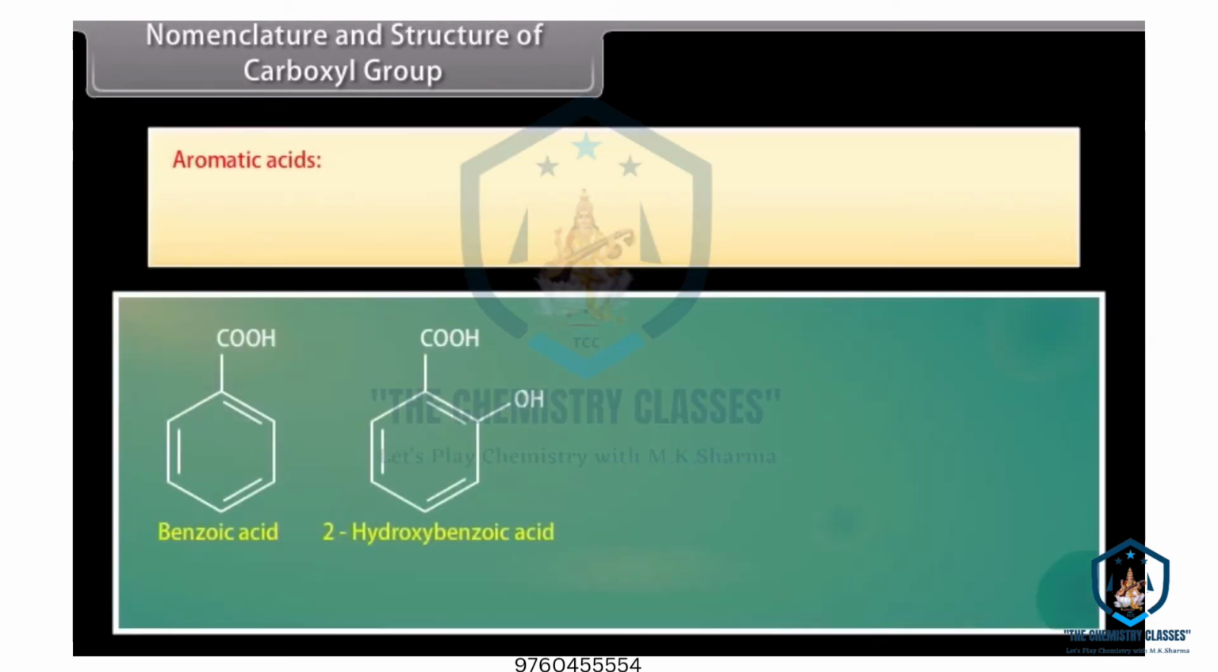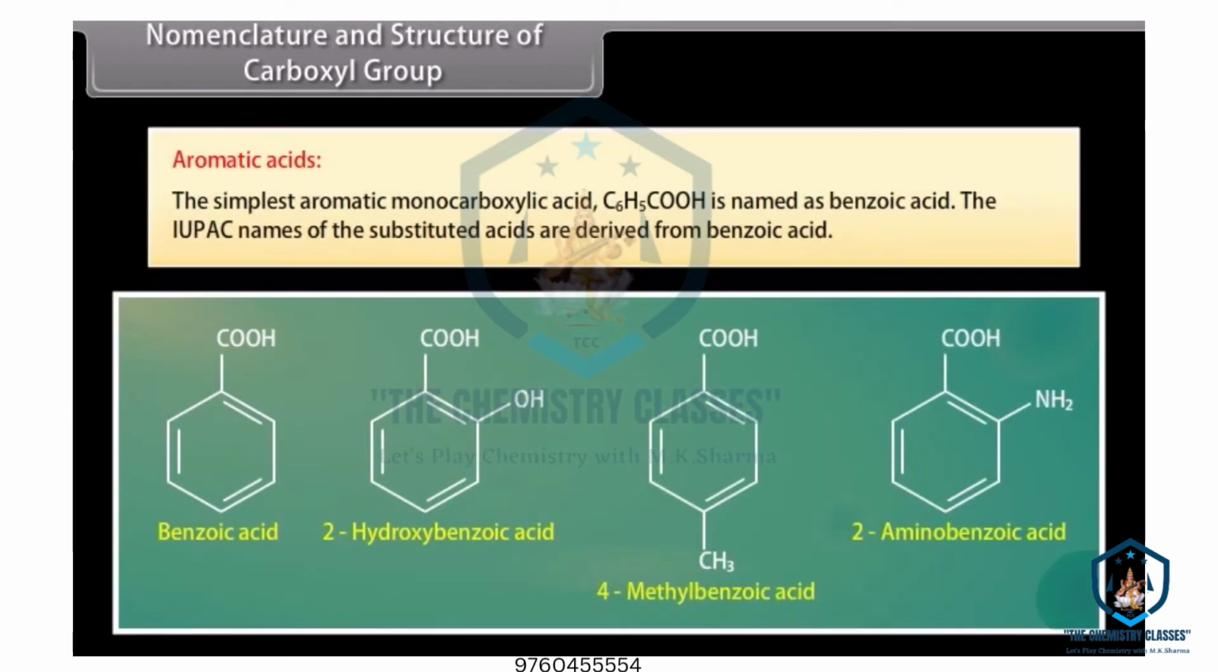Aromatic acids. The simplest aromatic monocarboxylic acid, C6H5COOH, is named as benzoic acid. The IUPAC names of the substituted acids are derived from benzoic acid.